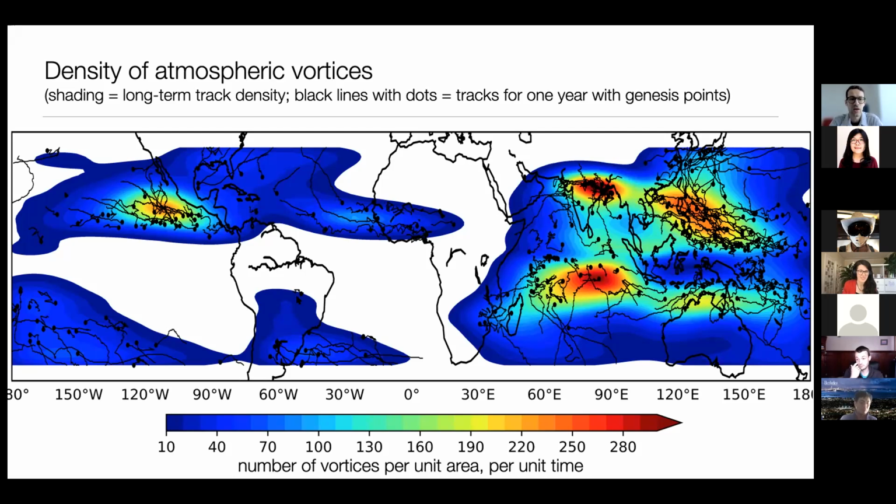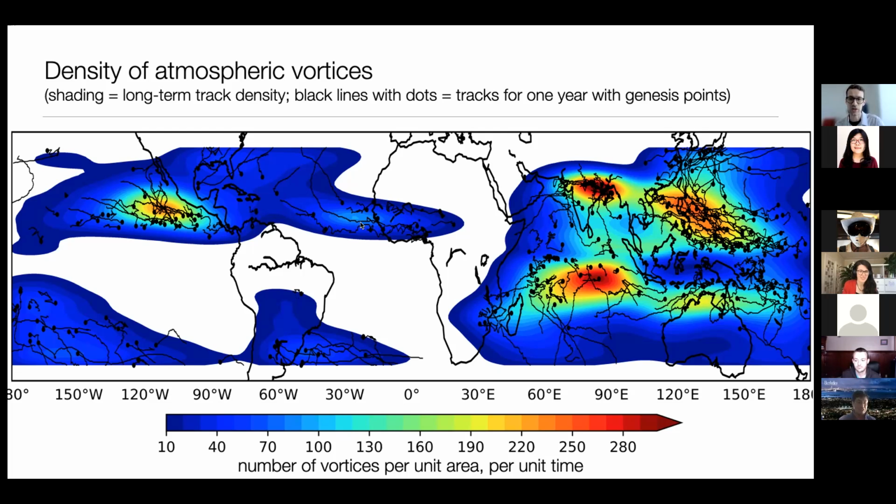We've taken those state estimates and applied algorithms to them to automatically detect the vortices that are present in the atmosphere and look at the track and characteristics of each vortex. What you're seeing here in shading is the density, the number of vortices per unit area, per unit time. And this region here over the Atlantic and over Africa is where most Atlantic hurricanes form. But you can see that that area is in no ways a global maximum.